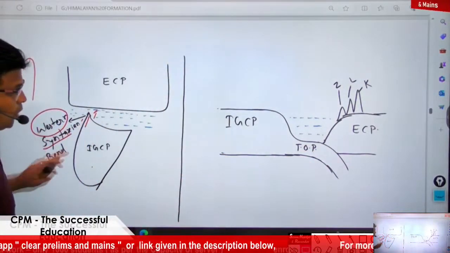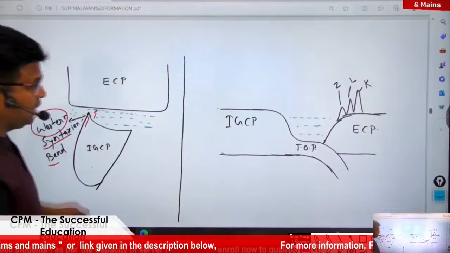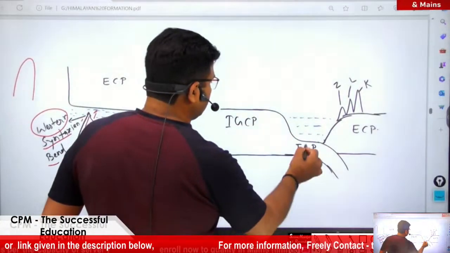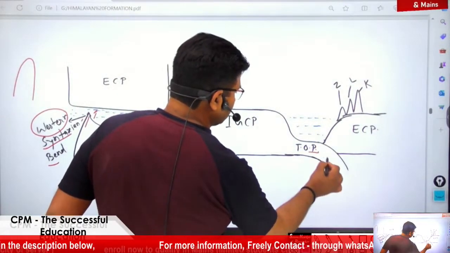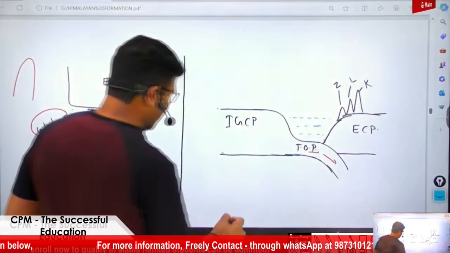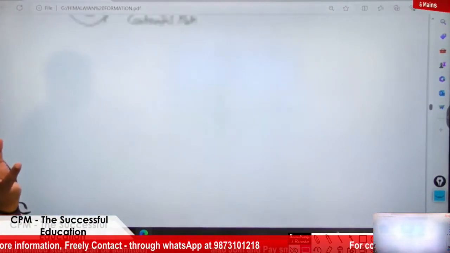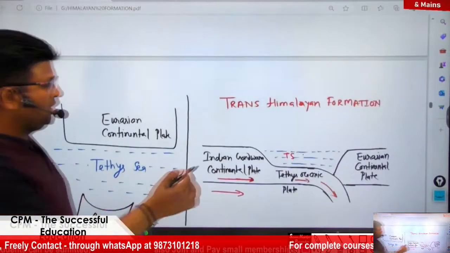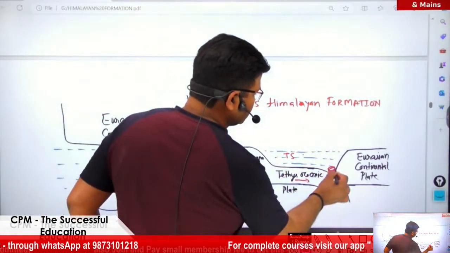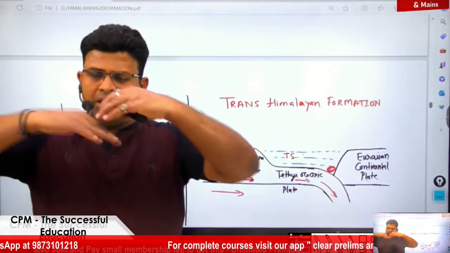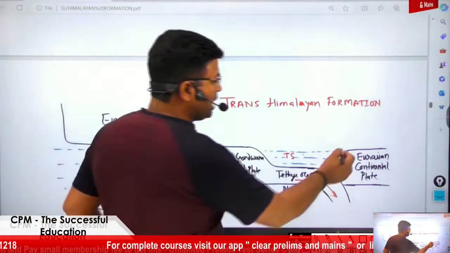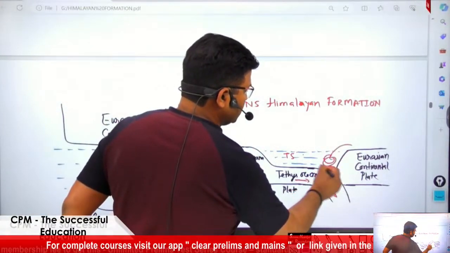Understood it? So when it is going to collide, what happened? Here convergence is taking place, and here the subduction is taking place. So what have we seen? The accretionary wedge sediment and the river deposited sediments are deposited in this region.